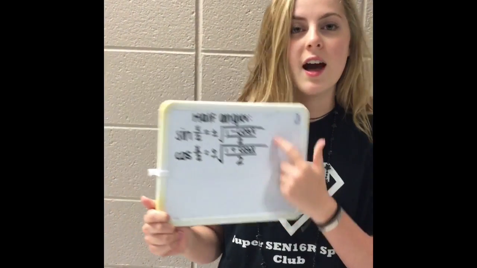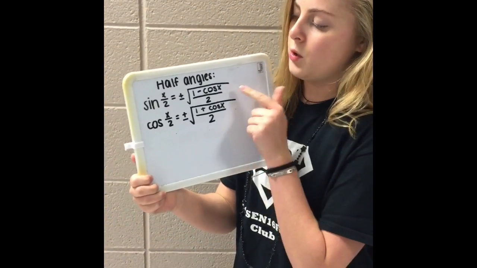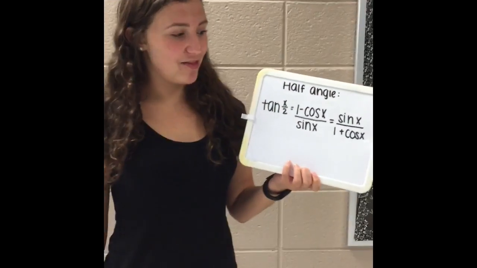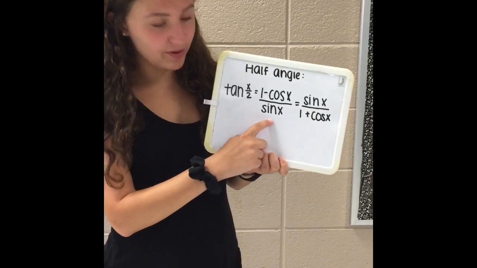Half angles include sine, cosine, and tangent. The only difference between sine and cosine is the negative under the square root in sine. Tangent is very different from the other half angles. Tangent is equal to sine over cosine, but this formula right here is the inverse.